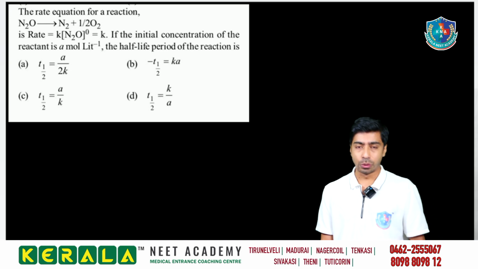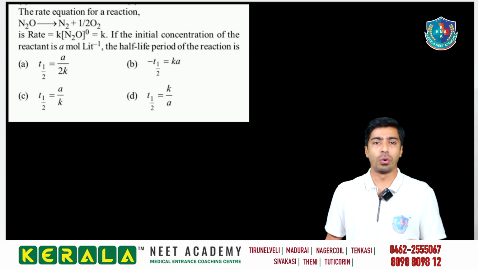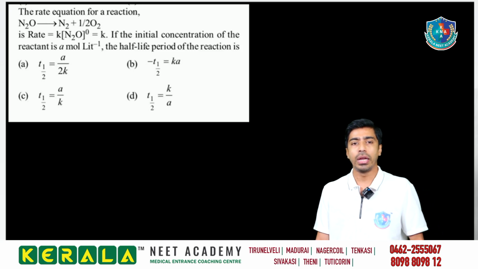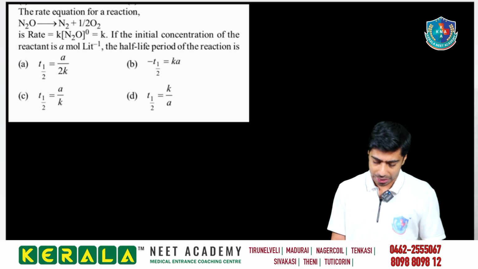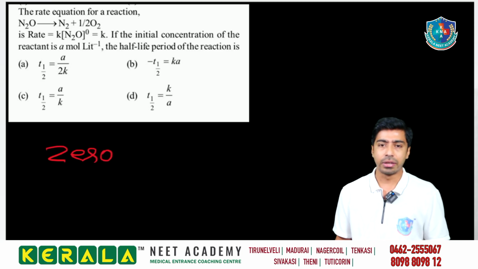Now we'll move on to the last question. The rate equation for the reaction N2O gives N2 plus O2 is rate equal to K into N2O raised to 0. That raised to 0 indicates it's a 0 order reaction.